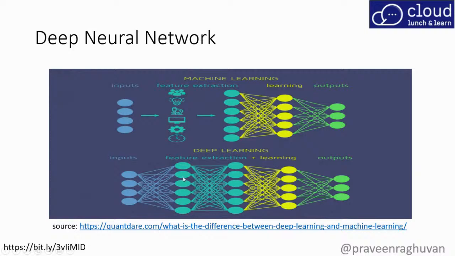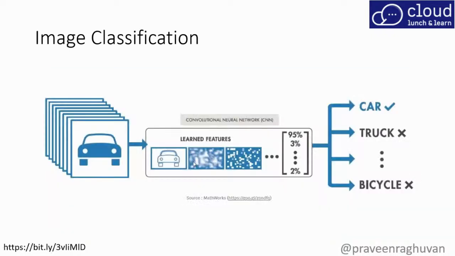Whereas in deep learning, this is automatically done by the neurons itself. It has multiple layers within itself. So feature extraction and learning both take place together within a deep neural network. Here there is no manual intervention. You don't need a data science expert, you don't need a human expert here to extract the features out of a problem statement or the data itself. All of it is done by the neurons present within the layers.